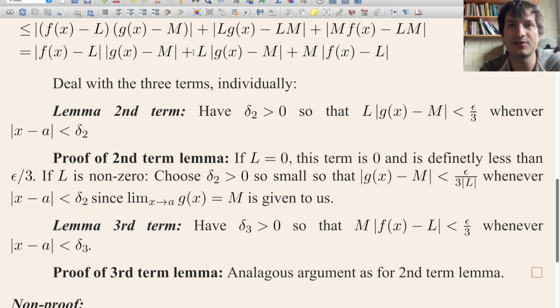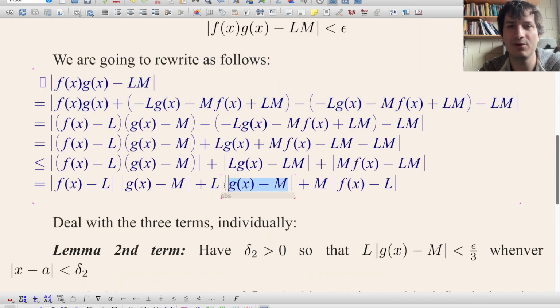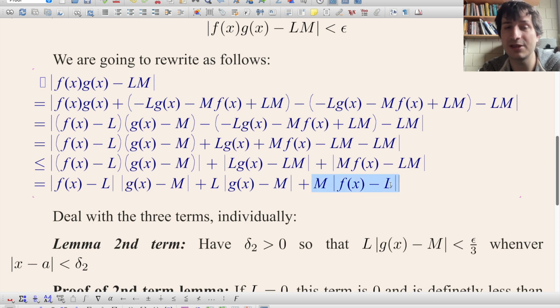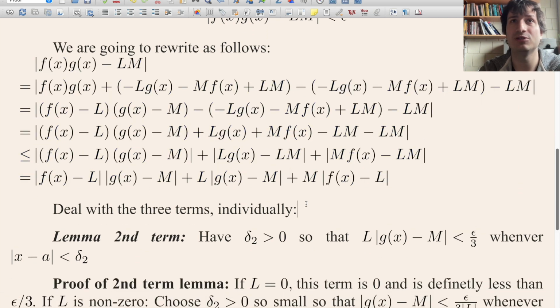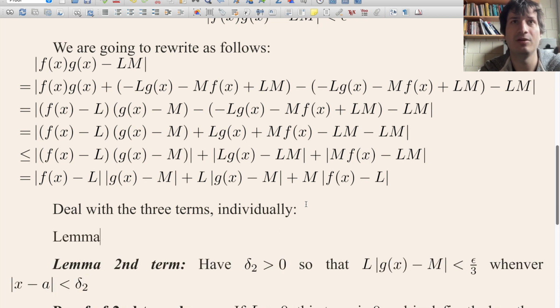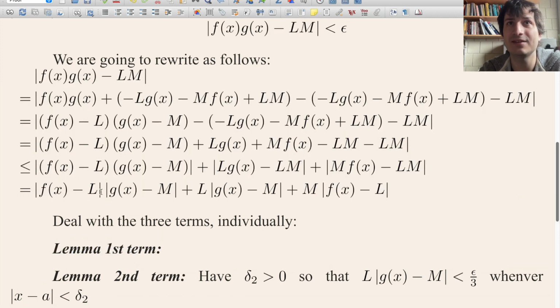The second term is going to be less than epsilon by 3. The third term is going to be less than epsilon by 3. And now we just have the first term, which is the actual hard term. But I hope you can see that the first term is totally reasonable, right? You have two things that are small, and you multiply them together. Of course, it's going to have to be small.